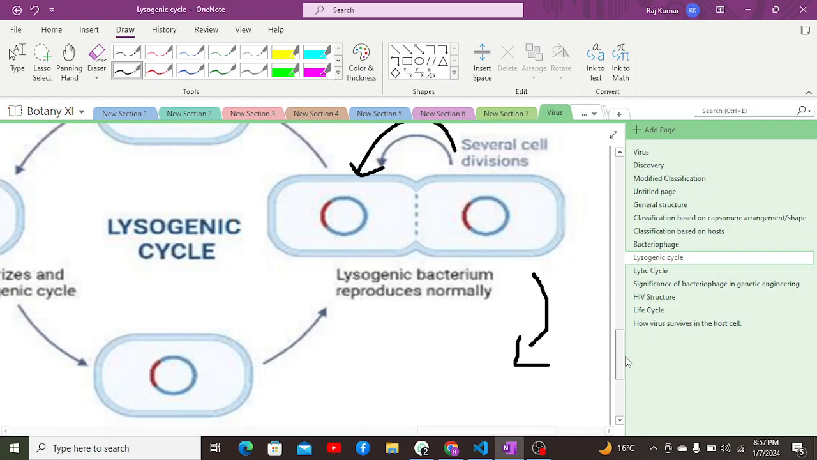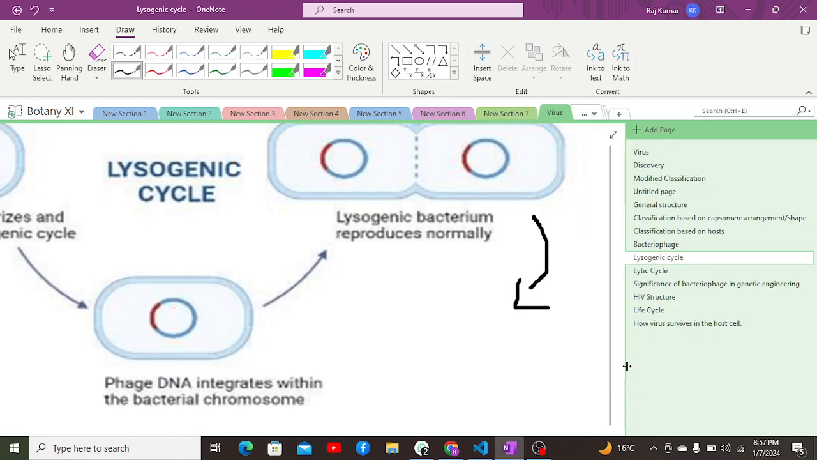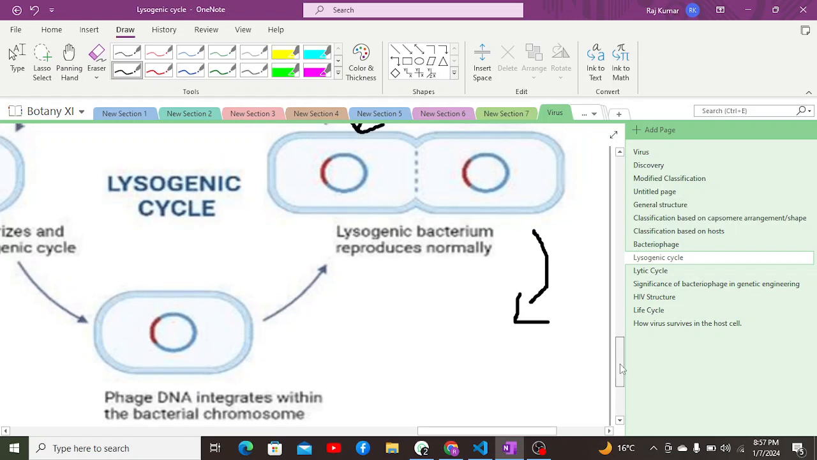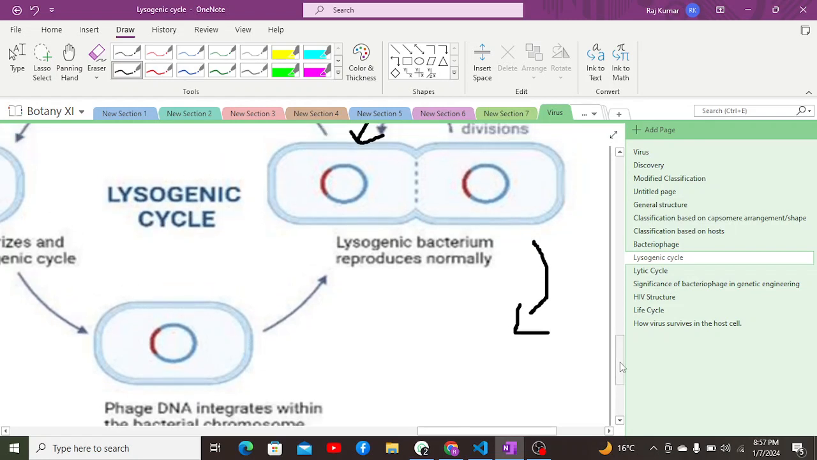Now when they face unfavorable circumstances, the lytic cycle occurs again, in which the genes are turned on again, and at that moment they perform the lytic cycle. And this process in which the lysogenic cycle breaks and the bacteriophage undergoes the lytic cycle is known as induction.